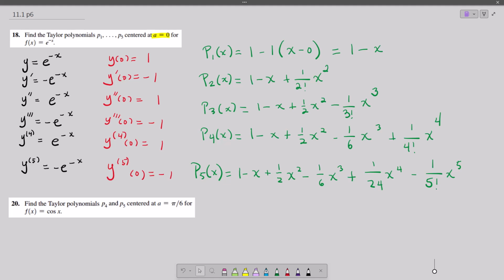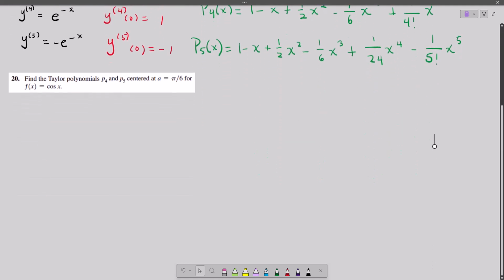Now let's try another one. Let's try one that's not centered at the origin. So we're going to find the Taylor polynomial for cosine of x, but instead of expanding around the origin, we're going to expand around the point pi over 6. So in our mind, we're imagining being over at pi over 6 to the right of the y-axis. That's where our center is going to be. That's where the wrapping is going to start happening to the function. So they want P4 and P5.